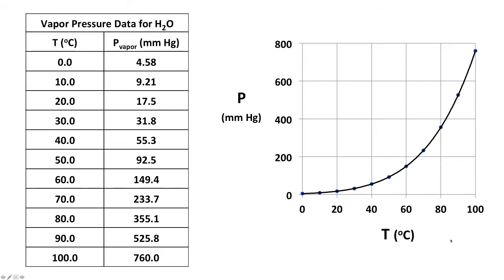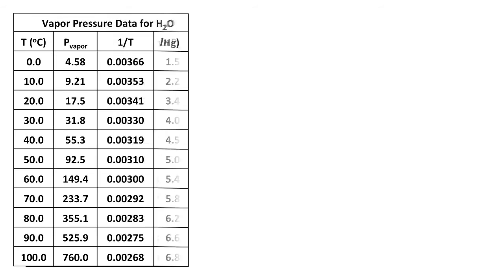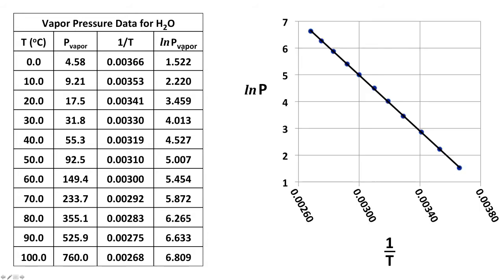Now, an interesting thing happens if we take our data and convert our temperatures to Kelvin and then take 1 over the temperature, and take our vapor pressure values and then take the natural log, ln, of those values. So we now have new columns of data, 1 over temperature in Kelvin and natural log of vapor pressure. And if we graph that, notice that the graph is linear.